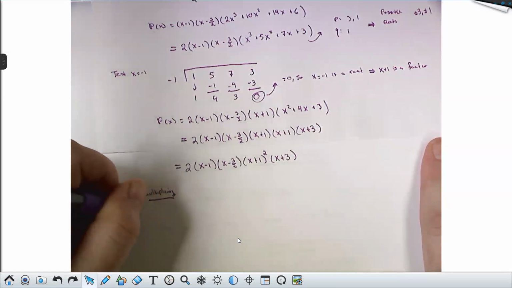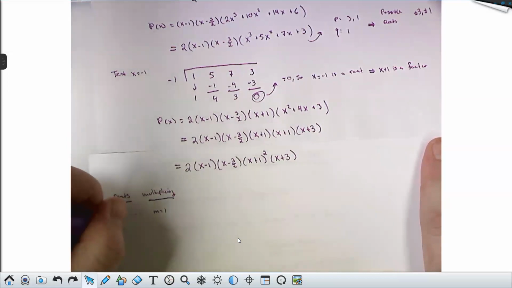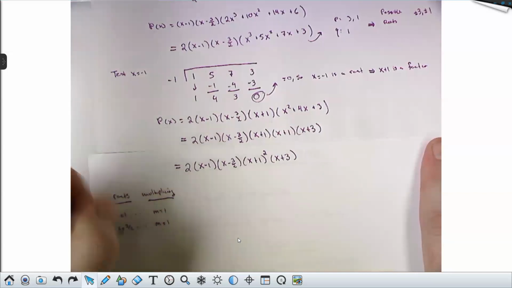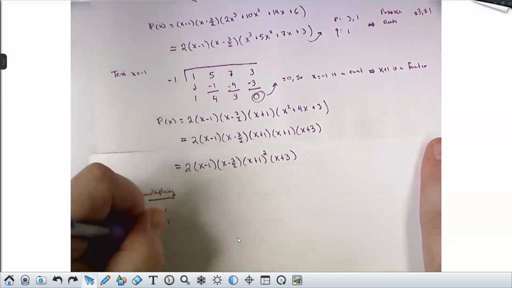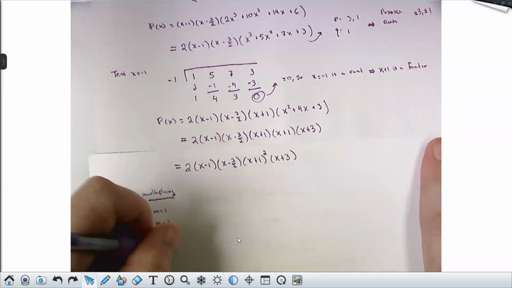X equals 1 is a root with multiplicity 1. X equals 3/2 is a root with multiplicity 1. X equals -1 is a root with multiplicity 2. And x equals -3 is a root with multiplicity 1.